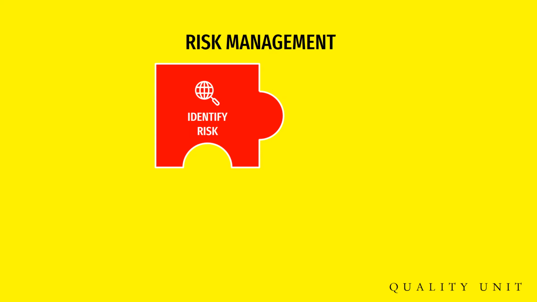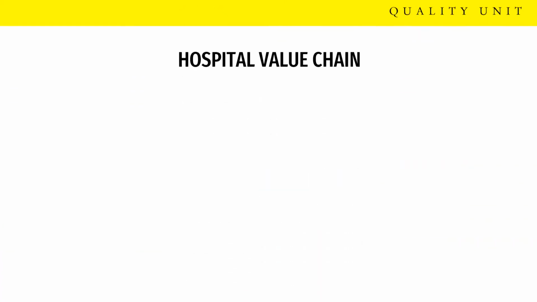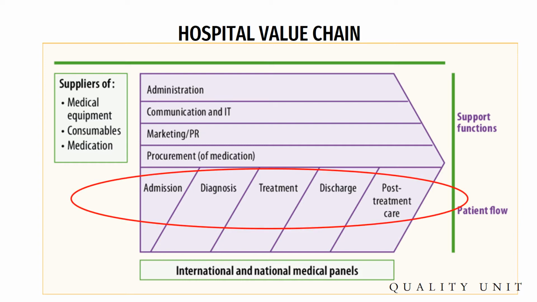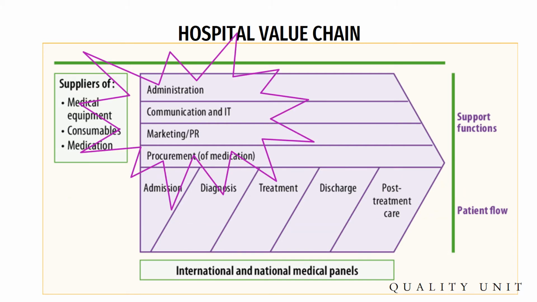First, identification of all possible risk, from all angles. We need to, firstly, understand the basic structure of our organization, which is the hospital value chain. The patient flow from the point of admission until the patient is discharged is our core business. Whereas the other components at the top are the support system which are needed by the hospital to maintain its core business. These two segments are interdependent, as the hospital will not be functioning without the presence of the other.